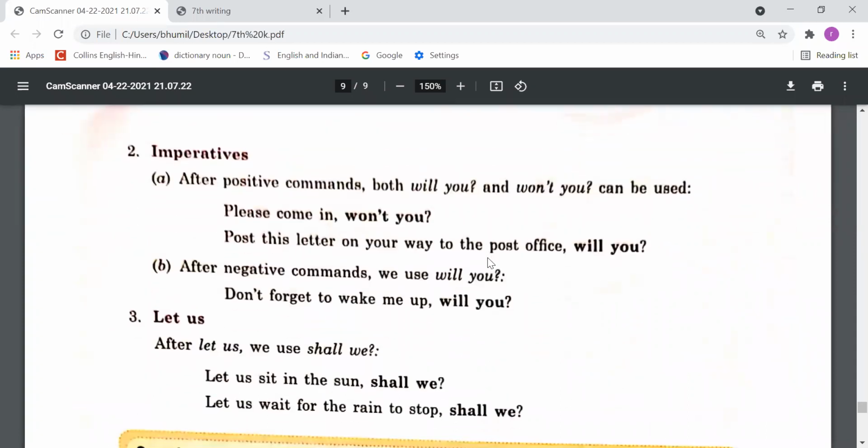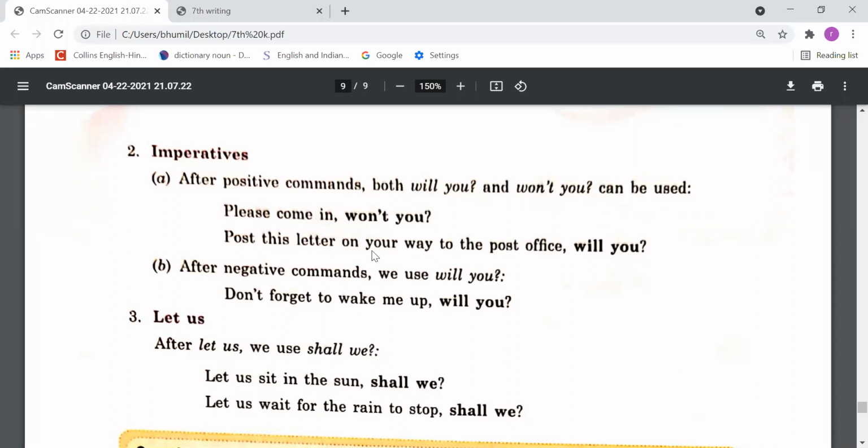Come on to the next page. Imperative sentences. After positive commands, both will you and won't you can be used. Whenever, dear student, you make an imperative sentence and make a question tag for it, you can make either a positive or a negative question tag. Like, please come in, won't you? And we can also say, please come in, will you? Both are right.